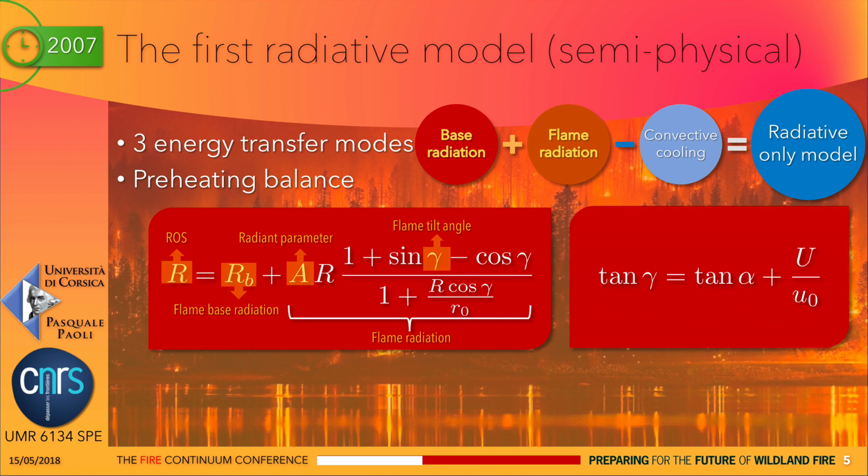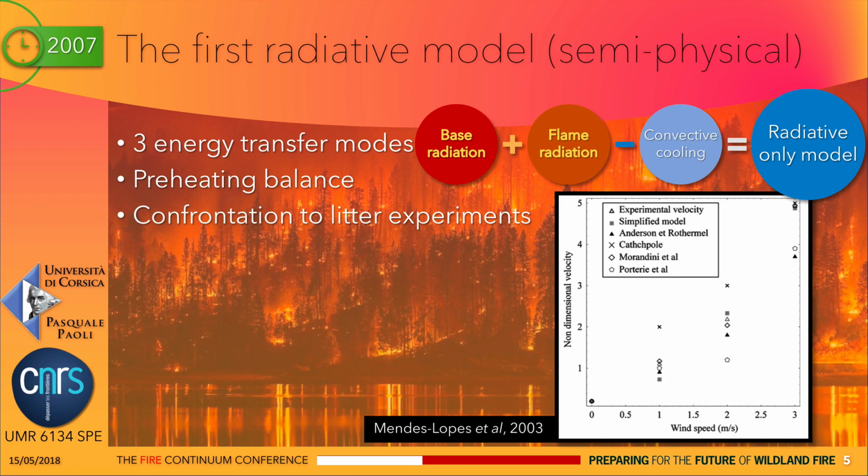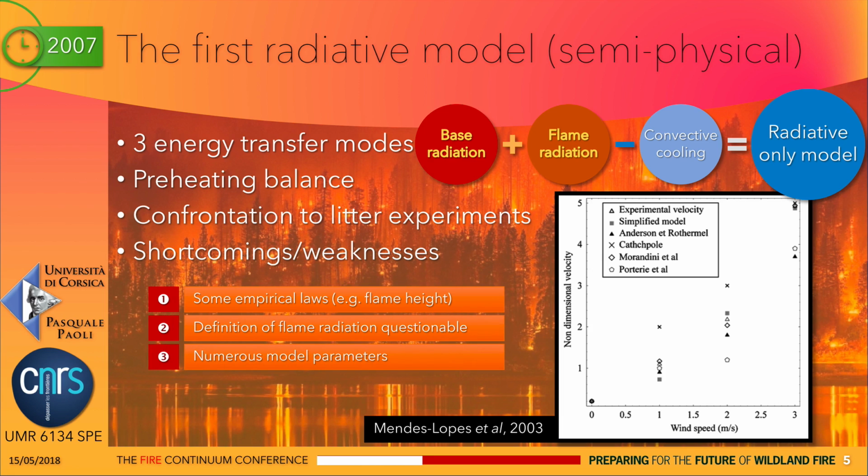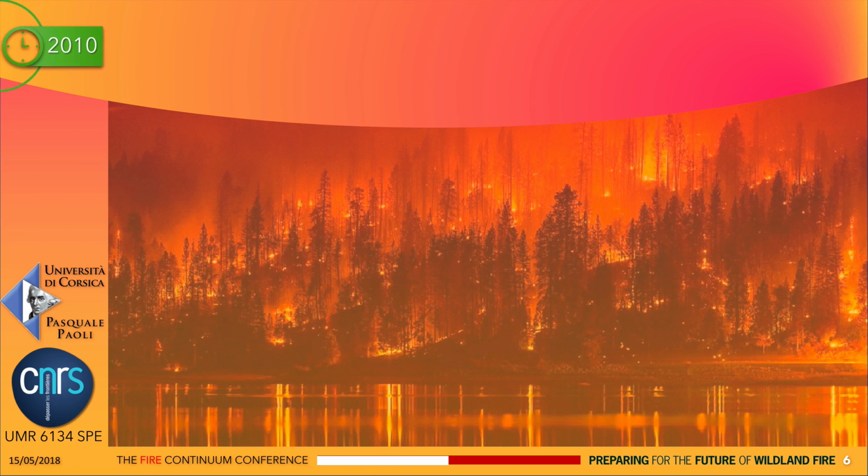A velocity composition law provides the definition of the flame tilt angle, which depends on the terrain slope angle, the normal component of the wind velocity, and the upward gas velocity. This model was confronted to later experiments with success, but some weaknesses remain. Some equations of the model come from empirical laws. For instance, the flame height is computed with the McCaffrey correlation. Another weakness lies in the definition of flame radiation. And last but not least, the simplified model has 3 model parameters. Obviously, it needs to be improved.